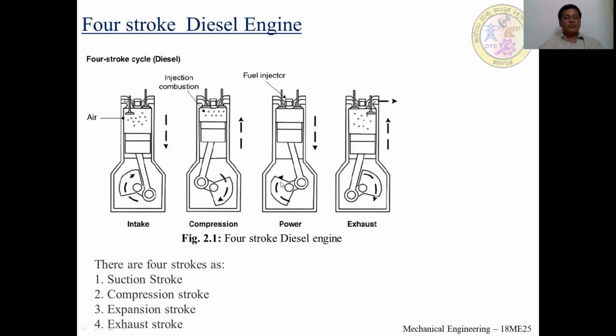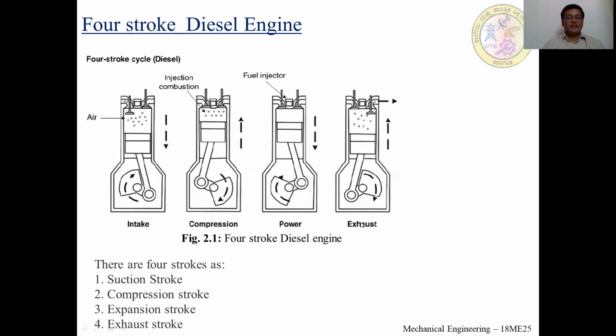And the third stroke is the power stroke, or expansion stroke. At the beginning of this stroke, the piston is at TDC. During this stroke, the piston moves from TDC to BDC. Regarding valves, both the inlet valve and the exhaust valve are closed. When the piston moves from TDC to BDC during the expansion process, a huge amount of power is developed, and that power is utilized to do useful work in the power stroke. So this is regarding the power stroke.